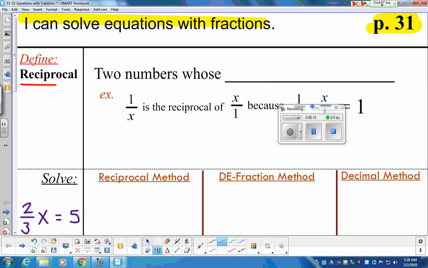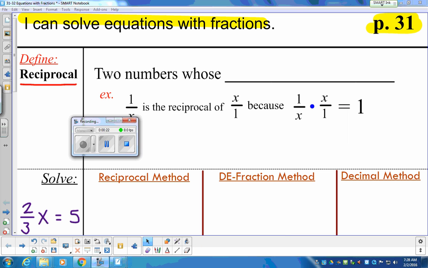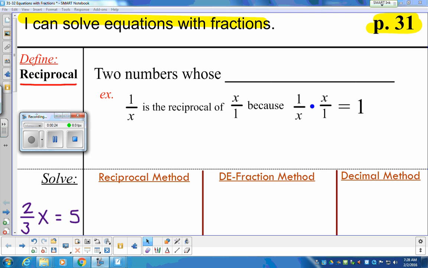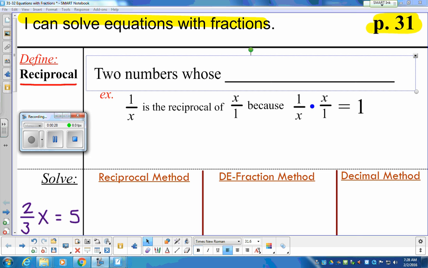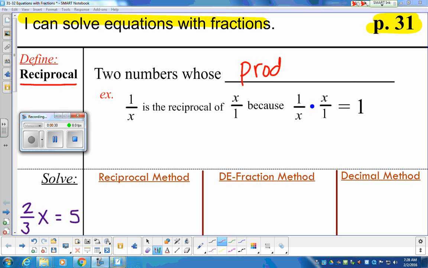The first thing we're going to talk about is the word reciprocal. You should have heard that word back in elementary school when you were dealing with fractions. You would talk about multiplication by the reciprocal. A reciprocal really is two numbers whose product is 1. Product means to multiply. So 1 over x is the reciprocal of x over 1, because when we multiply 1 over x times x over 1, it is equal to 1.